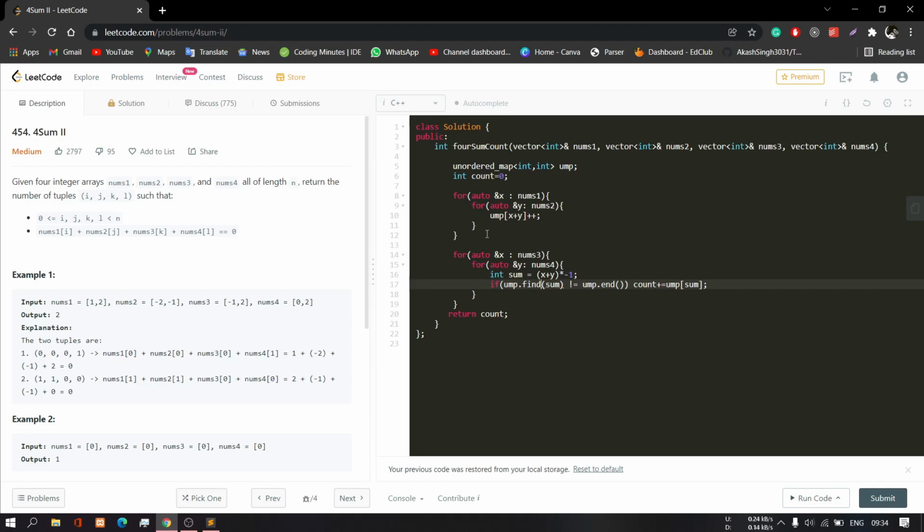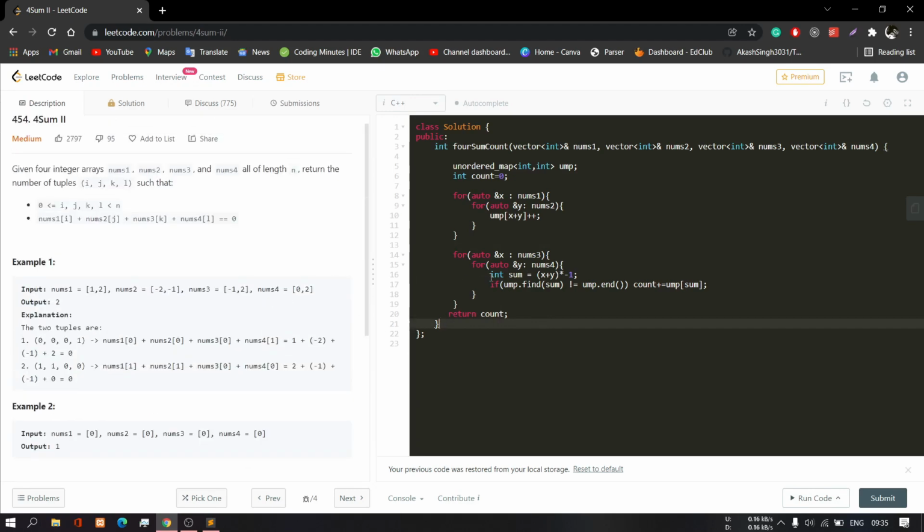So if my AB sum is positive, then it is required that my CD sum will be negative, then only they can make a 0. After that, I find out if that number is present inside our map or not. If it is present, then we add its frequency. Like if a number, let's say 1, is present 4 times in the map, I will increase my count by 4, because there are 4 possible combinations available, and then I simply return the count.